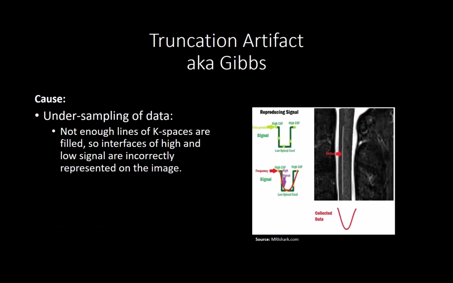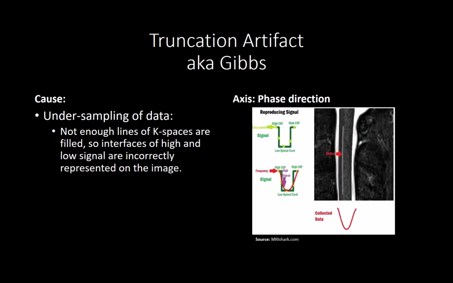Truncation artifact, aka Gibbs. This is caused by undersampling of the data. Not enough lines of K-space are filled, so interfaces of high and low signal are incorrectly represented on the image. This occurs along the phase encoding direction because once again you're not filling enough lines of K-space, or rows of K-space, which is associated with the phase encoding direction.